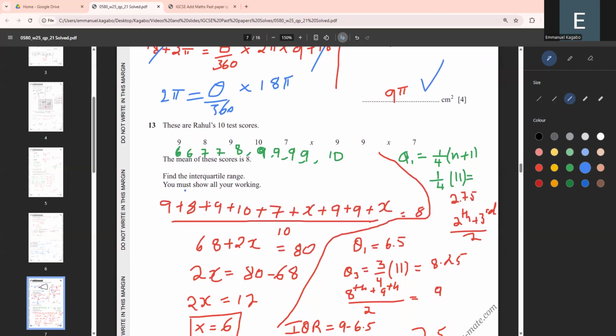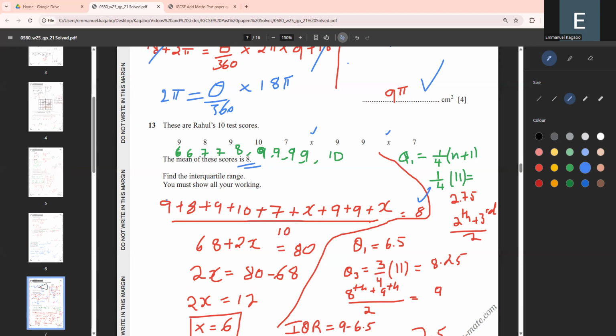Very good. Question 13, which is about statistics. These are test scores. You got 9, but 2 grades are not given. They are calling them x, and then they told us the mean of the score is given as 8. Okay, good. Now, how do we calculate mean? Mean normally means you add all the numbers and divide by the number of terms. So that's why I got 9 plus 8 plus 9 plus 10 plus 7 plus x plus 9 plus 9 plus x plus 7. Divide by how many terms are there? There are 10. This should be equal to 8.